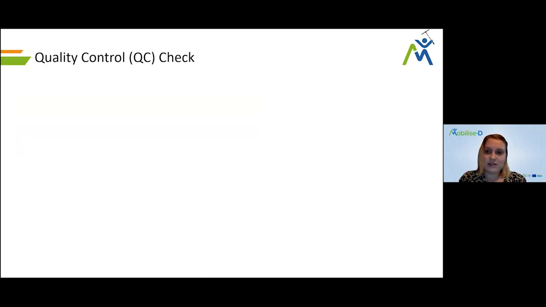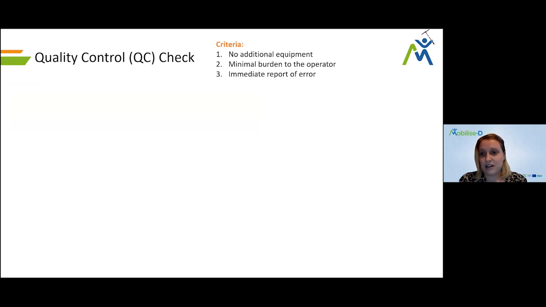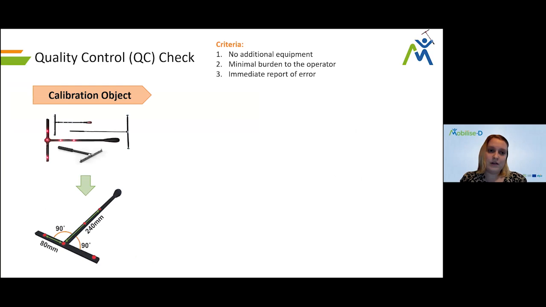So in light of this, we developed a quality control check that takes 3 things into consideration. The first being that there's no need for additional equipment, that there's minimal burden to the operator, meaning that this check can be performed quickly before any data collection, and that there's immediate reporting of the error, so if there's anything that we need to fix or refine prior to data collection, we can do this in a timely manner.